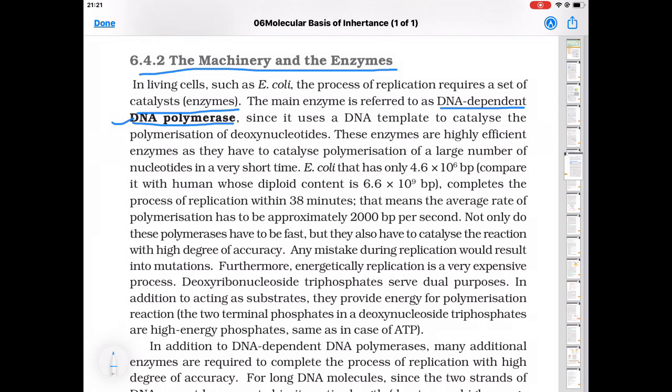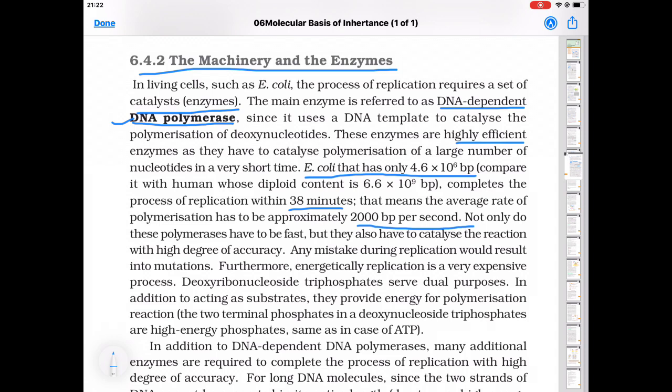These enzymes are highly efficient as they have to catalyze polymerization of a large number of nucleotides in a very short time. They combine many nucleotides together to form polynucleotide. E. coli has only 4.6 into 10 raised power 6 base pairs and completes the process of replication within 38 minutes. This means that the average rate of polymerization is approximately 2000 base pair per second. Such a high rate of polymerization.